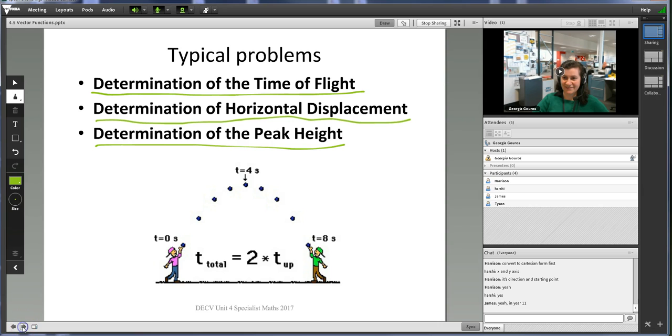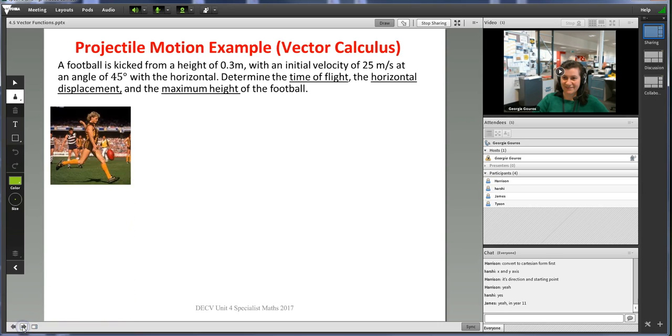So I've got an example here. We've got a footballer. He's kicking a football, I don't even know if it's physically possible, from a height of 0.3 metres, with an initial velocity of 25 metres per second at an angle of 45 degrees with the horizontal. We're going to determine the time of flight, the horizontal displacement, and the maximum height of the football.